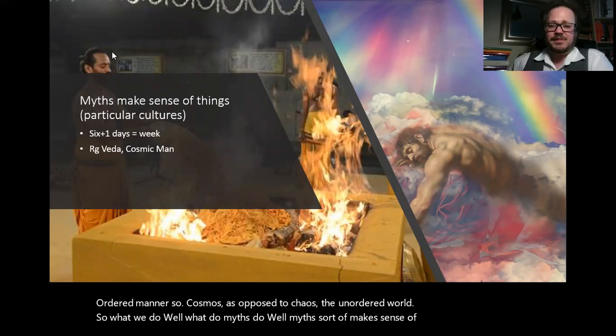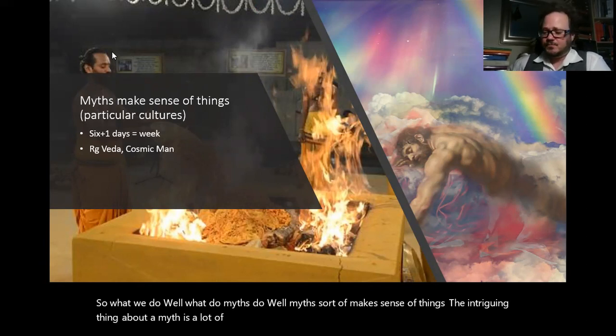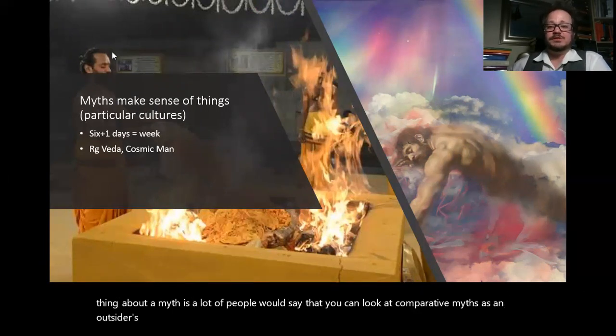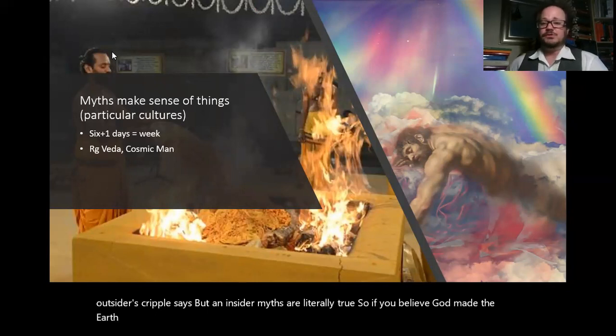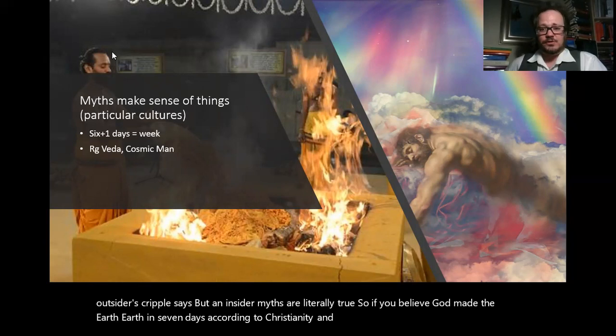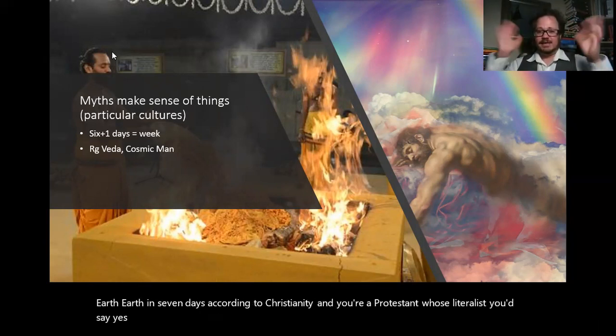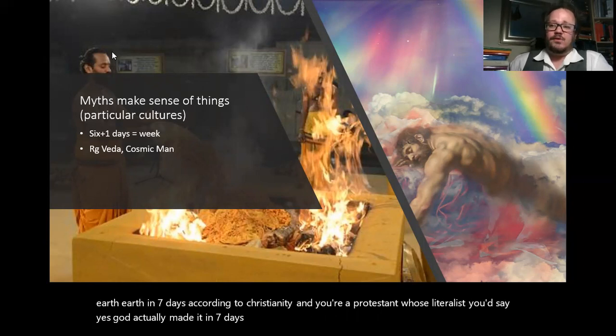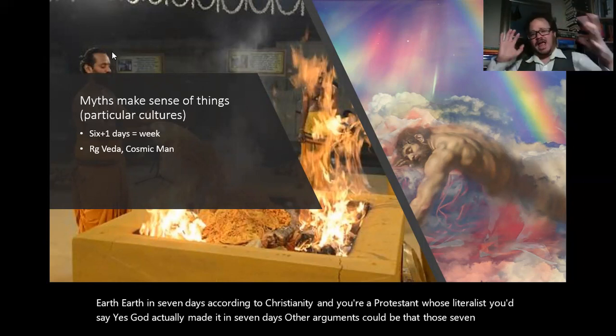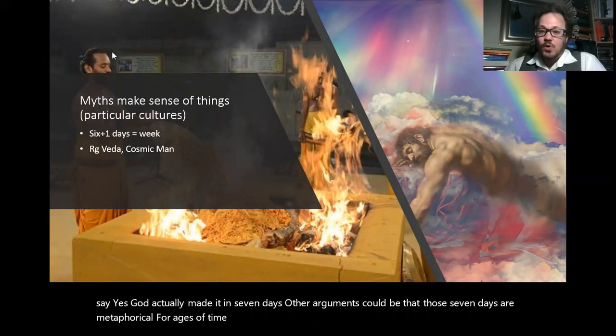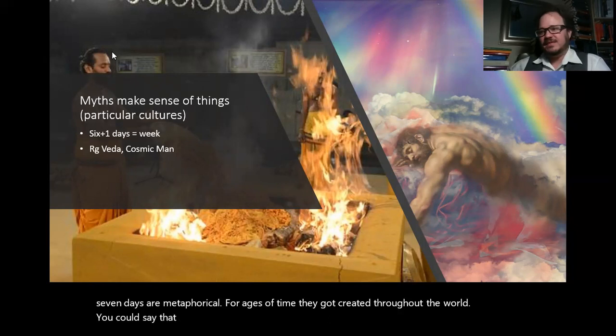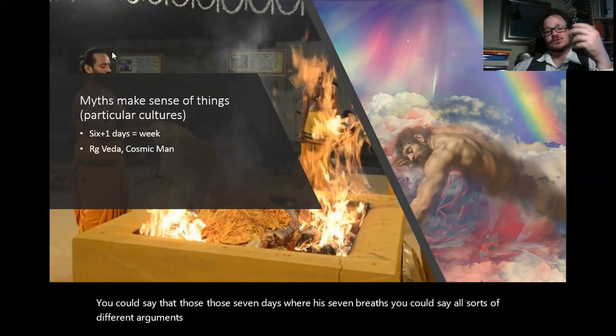The intriguing thing about a myth is a lot of people would say that you can look at comparative myths as an outsider, as Kripal says, but as an insider, myths are literally true. So if you believe God made the earth in 7 days, according to Christianity, and you're a Protestant literalist, you'd say, yes, God actually made it in 7 days. Other arguments could be that those 7 days are metaphorical for ages of time that got created throughout the world. You could say those 7 days were his 7 breaths. You could say all sorts of different arguments to interpret that myth, to interpret that story.